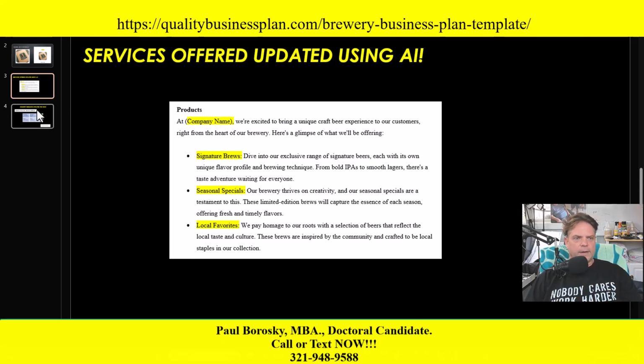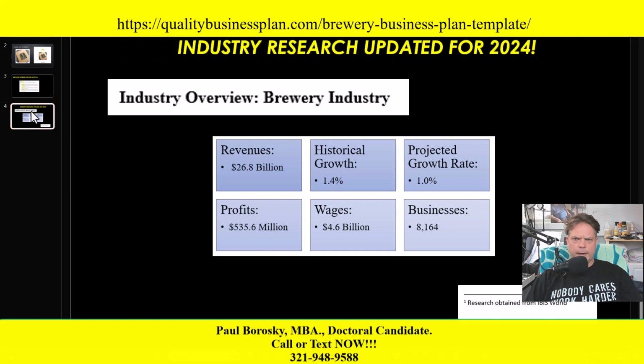So, the final section that I updated was the industry research. As we all know, including industry research in a business plan is critical, especially for the brewery industry. So I went to IBISWorld, obtained the report, and then I extrapolated some important information, summarized it into my template. And so now you've got research for the brewery industry that is up to date for 2024. All right, hopefully this information was helpful. As always, let's wrap it up and sum it up.